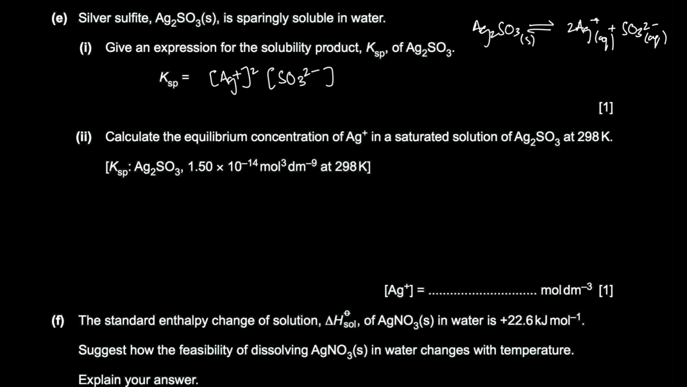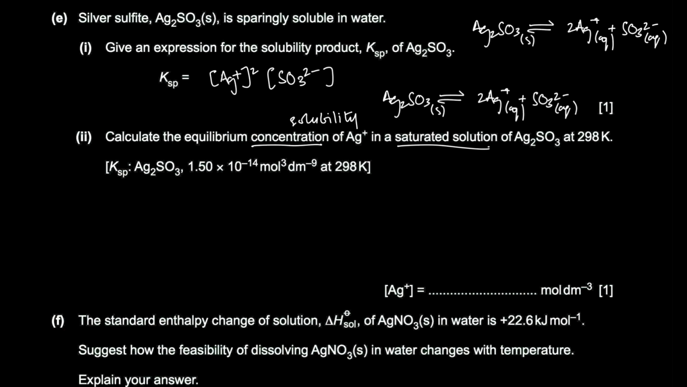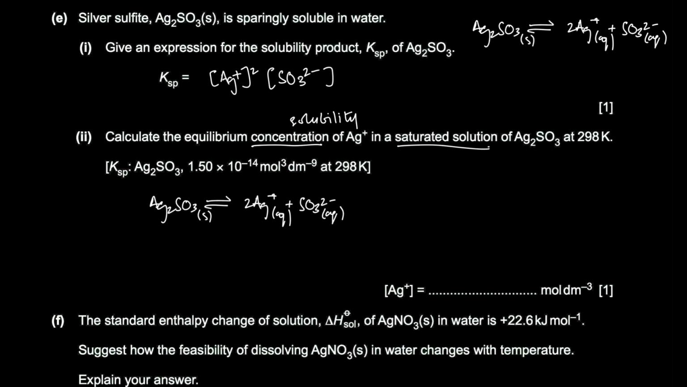The next part says, calculate the equilibrium concentration of silver ions in a saturated solution of silver sulfite. The concentration of a saturated solution is also referred to as the solubility. So we have the salt over here, and the solubility is again the concentration of a saturated solution. So let's say x moles per dm cube of silver sulfite dissolve, which means you're going to have 2x moles of silver ions and x moles of sulfite ions.